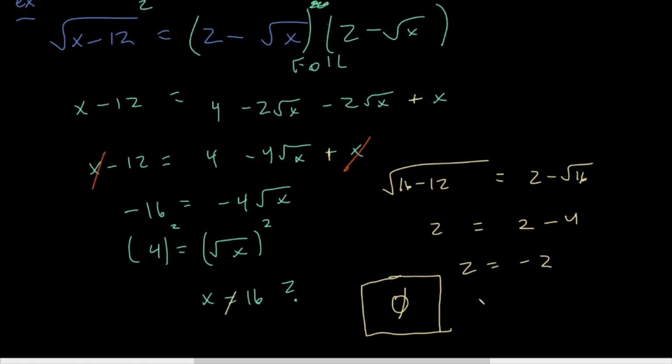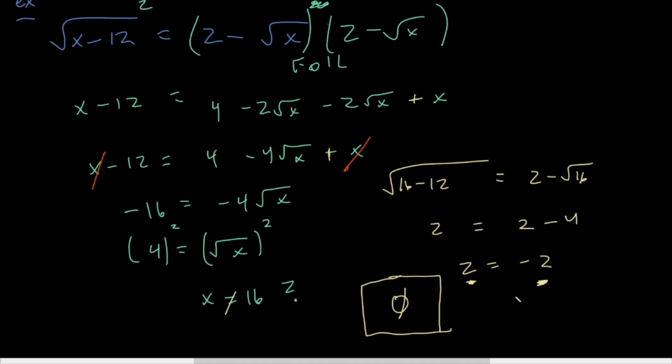So this is what happens when you square both sides, is you find a solution that works out in this manner. See, this has to do with all the funny business between principal roots and whatnot. So that's what's going on.